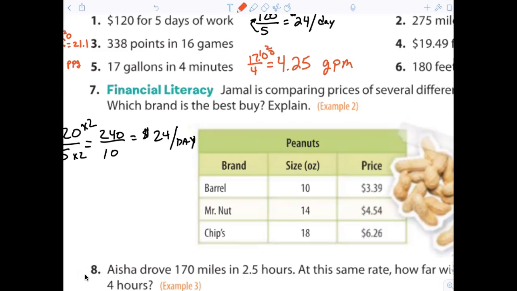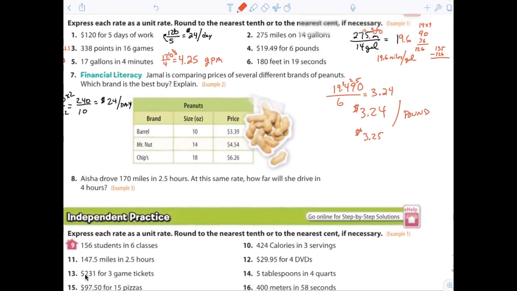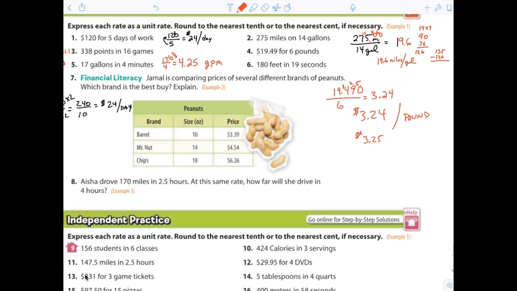Justice, you doing okay with this? Yeah. All right. Here we go. Let's take a look now at number 6. One more to practice, then I'm going to turn you loose.